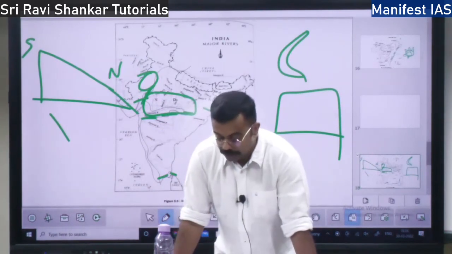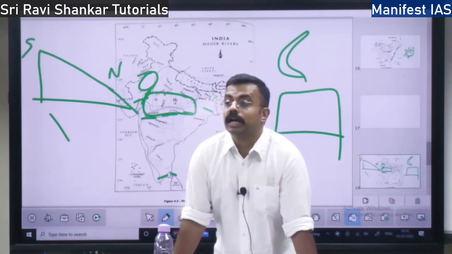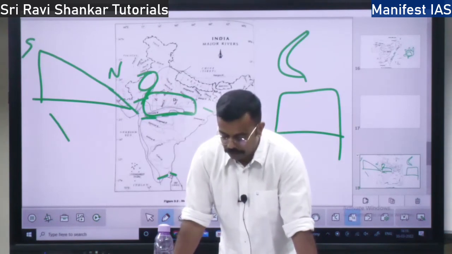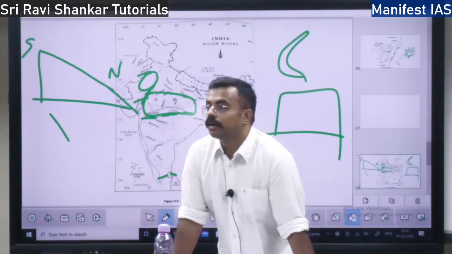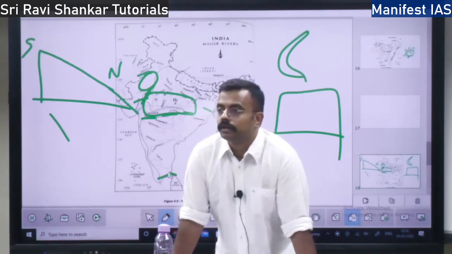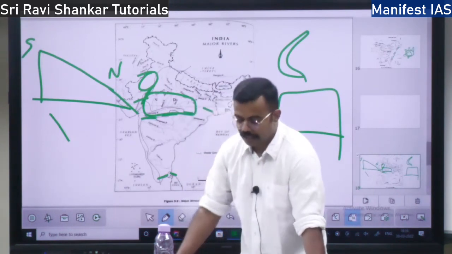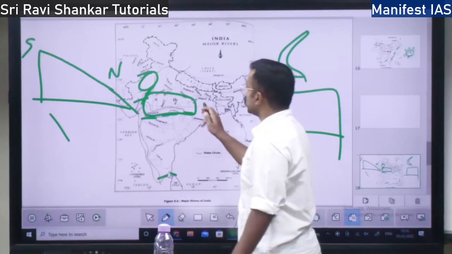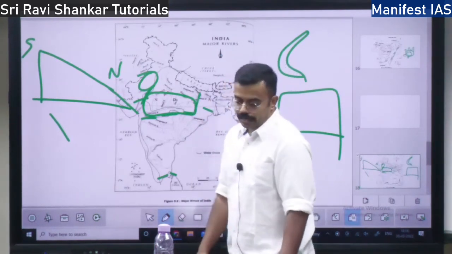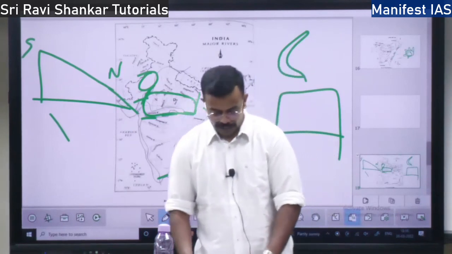So these tributaries, Banas and Chambal, which river's tributaries are they? They are tributaries of the Yamuna. Banas and Chambal fall into the Yamuna because of the slope in the region. So the eastern boundary of this central highland is the Rajmahal Hills.